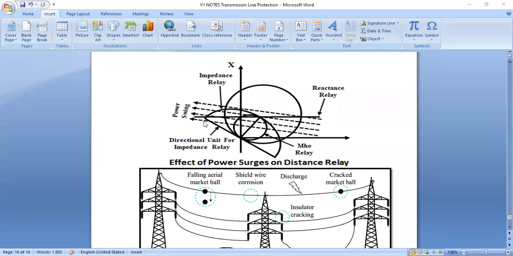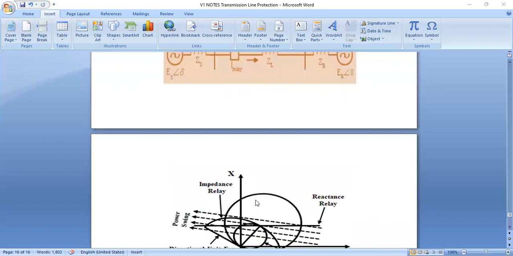That means the power swing experienced by the relay appears like a fault, and there may be maloperation of the relay due to the power swing. So the locus of the power swing indicates the impedance seen by the relay because of the power swing. So the locus is seen by the relay alone.